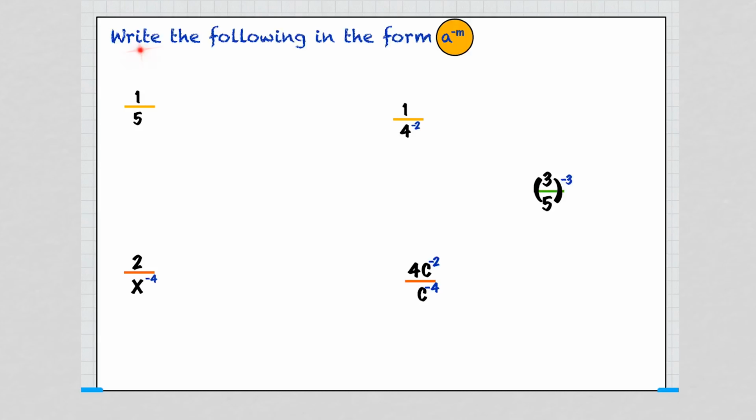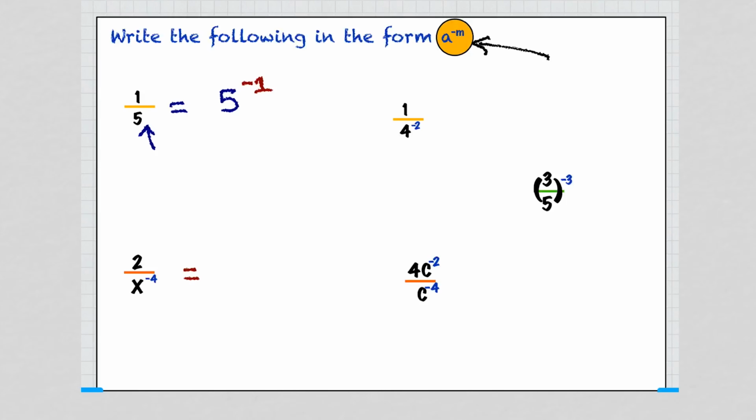Now we need to write the following in a to the power minus m form, the one which I was talking about earlier. So this is what you need to do for these. For the first one, 1 over 5. Now what I need to do is write 5 first, and then 5 is positive here, I need to change the sign to minus 1. The reciprocal, or writing it in a to the power minus m form, is this. So 5 positive, 5 to the power minus 1.